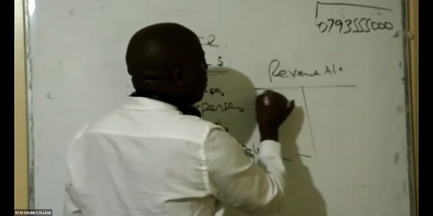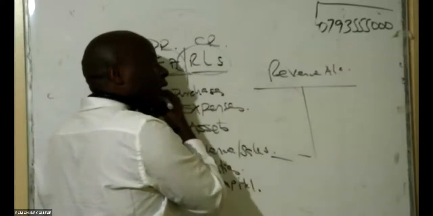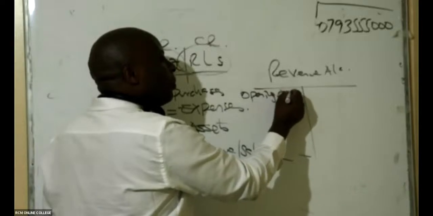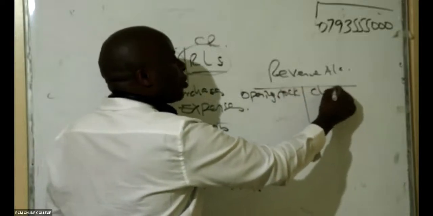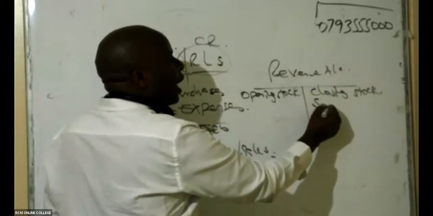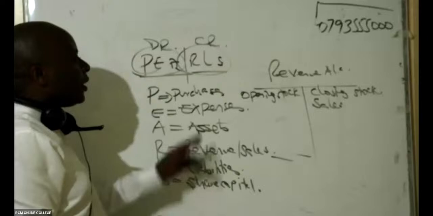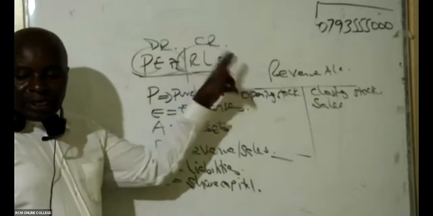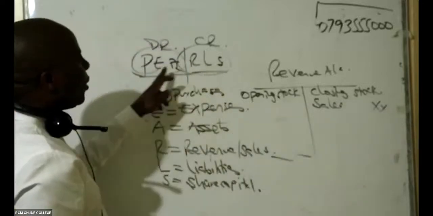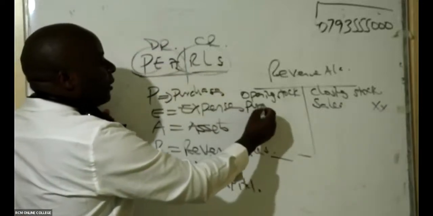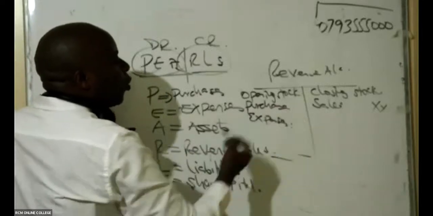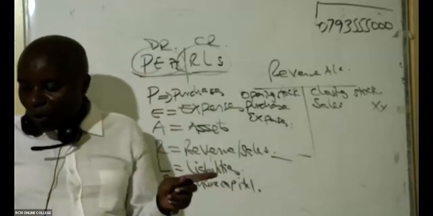So this revenue account, for the crops, you'll always be having here opening stock and closing stock. On the credit side, we have sales. You see, sales is the same as revenue, and we are crediting here. So sales will come here. On the debit side, we have purchases. So purchases, we are debiting. And if there are any expenses, we shall always be debiting.